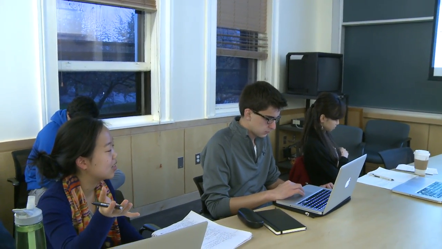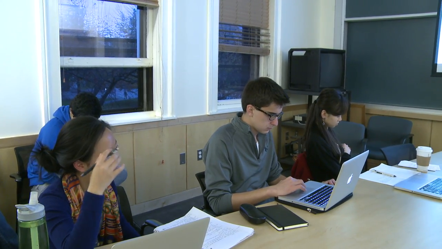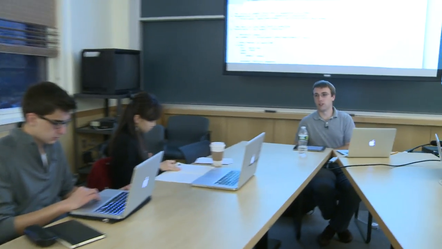Yes, so Ella. Is the difference between JSON and XML just that JSON is more modern? So XML and JSON are just two different ways of encoding data, right? XML is the extensible markup language. HTML is actually a subset of XML, right?